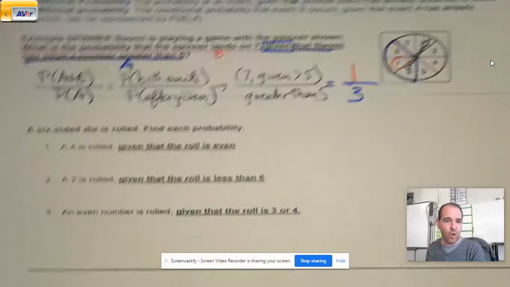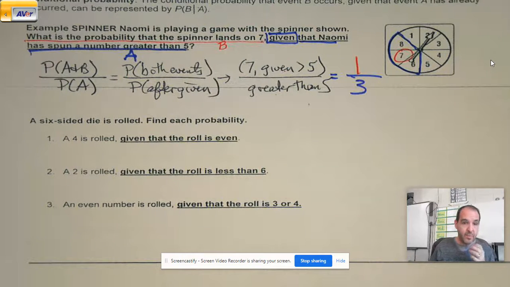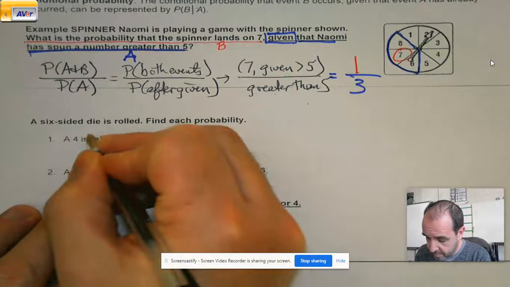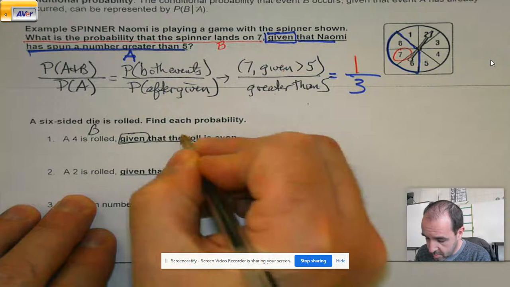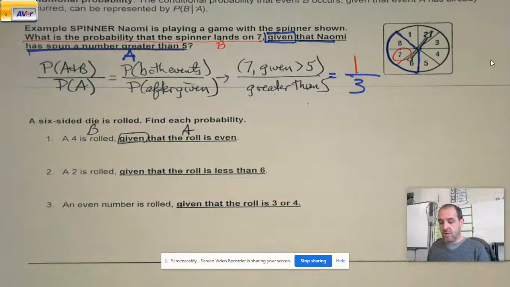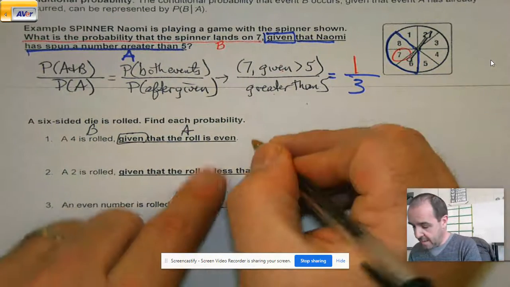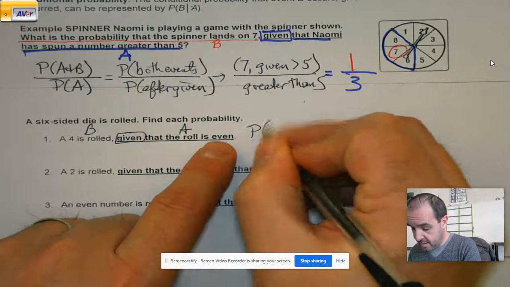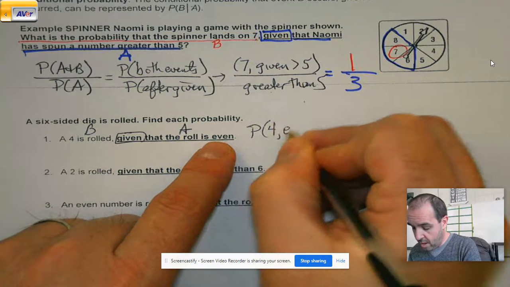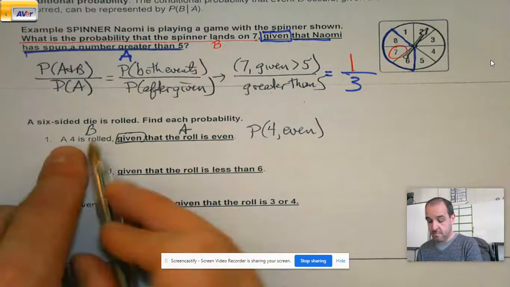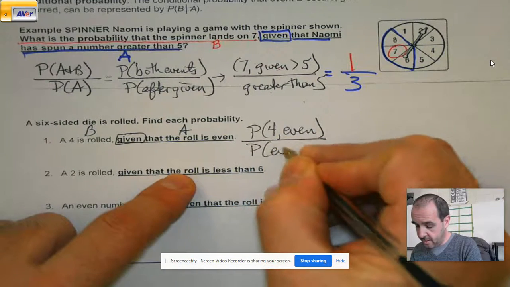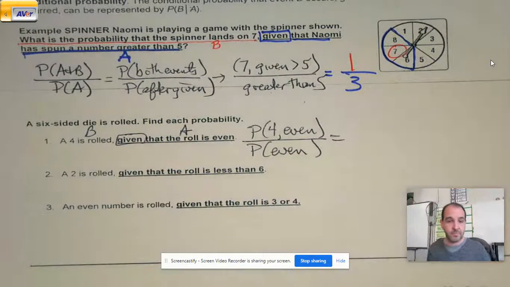So let's try, we're going back to the die. A 6-sided die is rolled. Find the probability. A 4 is rolled. There's my magic word, given. A 4 is rolled given that the roll is even. So what am I looking for? I want the probability of 4 and that it's an even, both parts, over the probability that it's even.